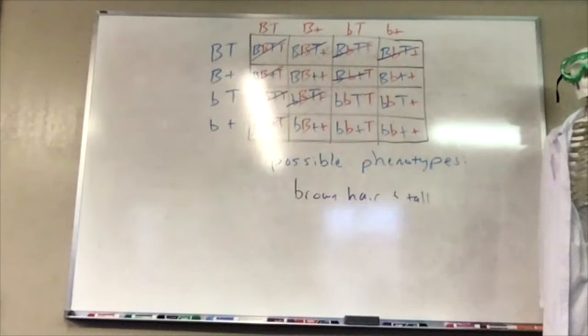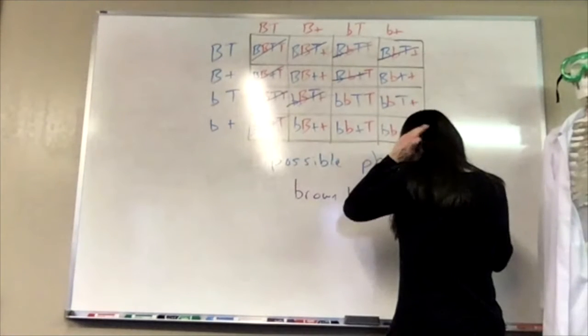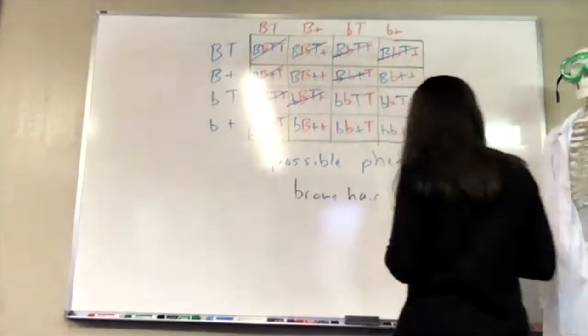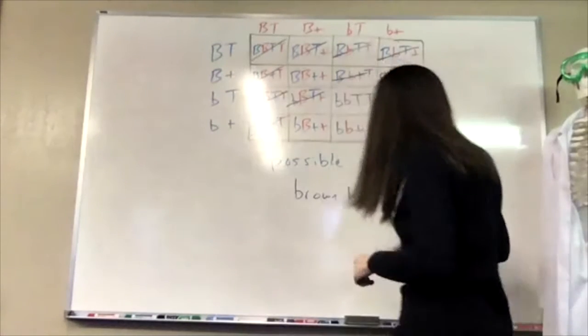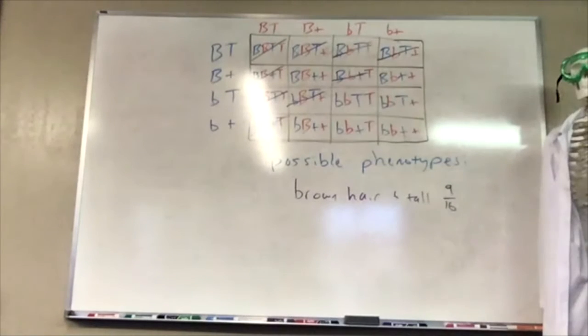So how many is that? How many boxes do you see? Nine? To be nine boxes. Do y'all count nine? Okay. So there's nine boxes. Nine out of how many? Nine out of 16. So we have nine out of 16 brown hair and tall. That's a probability. 56% chance of having brown hair and tall in this situation.